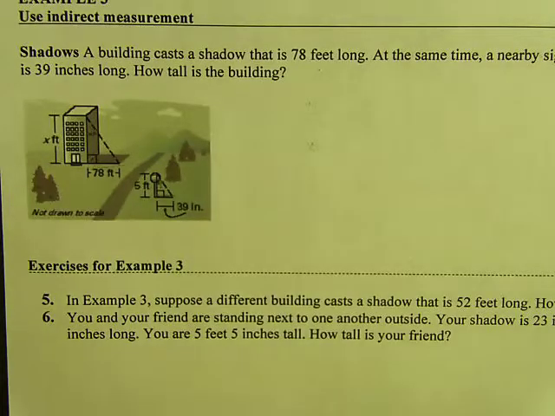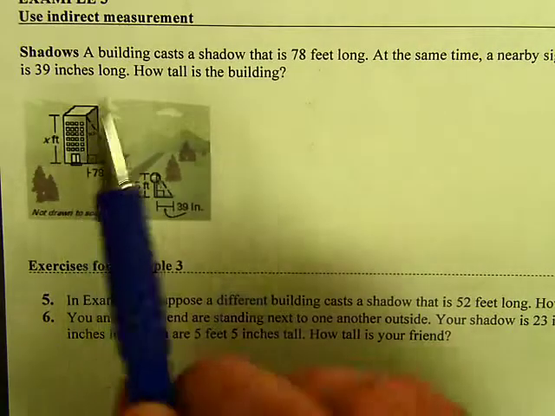Looking at chapter 6.4, proving triangles are similar by the angle-angle postulate, or similarity postulate. And we're looking at part 2, looking at basically shadows and buildings and other types of objects. So let's go ahead and read example 2 here.